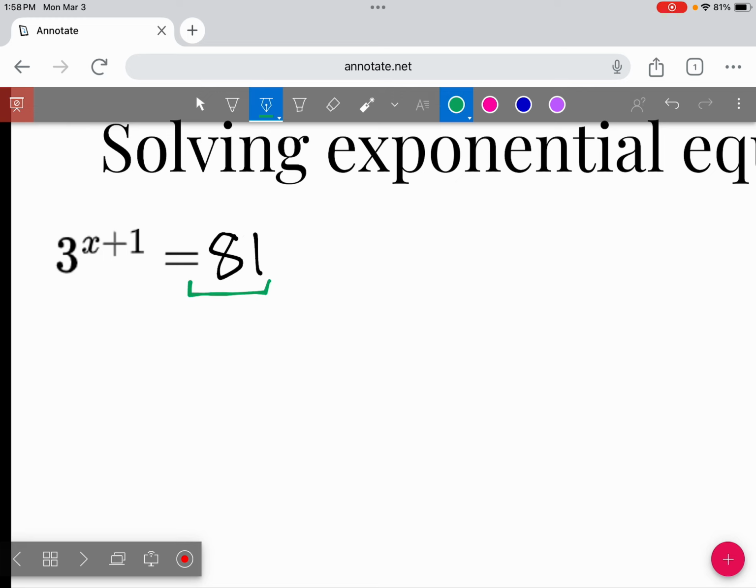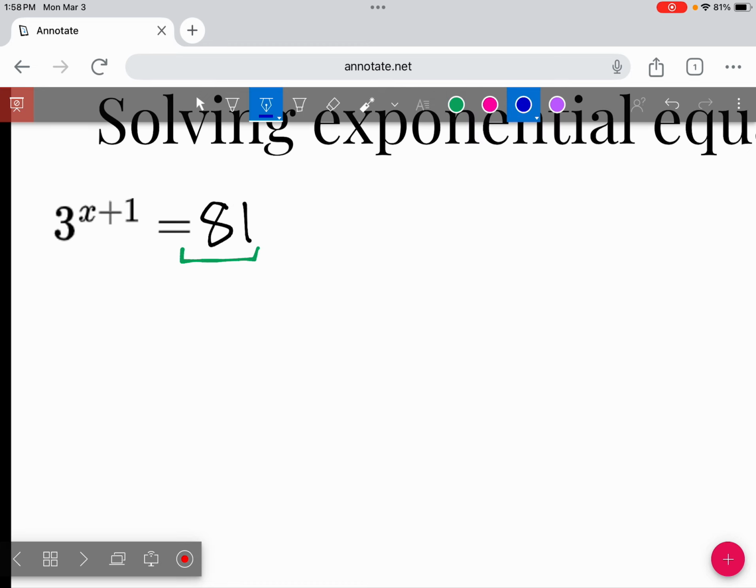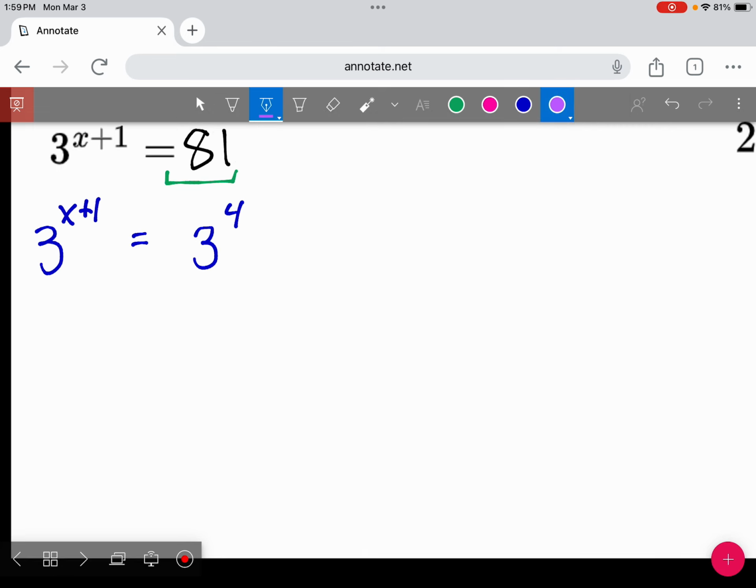Can I write this as a multiple of 3? What is it? Yeah. 81 is the same thing as 3 to the 4th. So I can rewrite 81 as 3 to the 4th. That's going to give me 3 to the x plus 1 equals 3 to the 4th. Because now we're going to take our exponents and figure out when they equal each other. X plus 1 equals 4, minus 1 on both sides. So we get x equals 3.